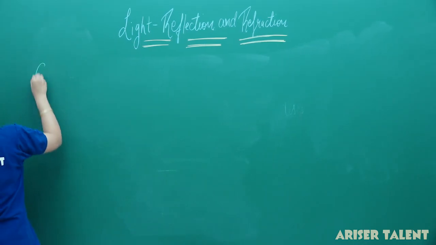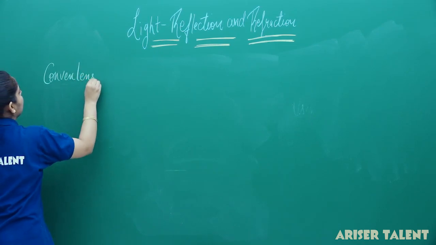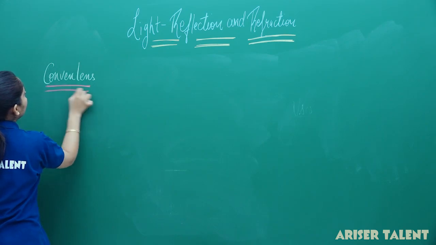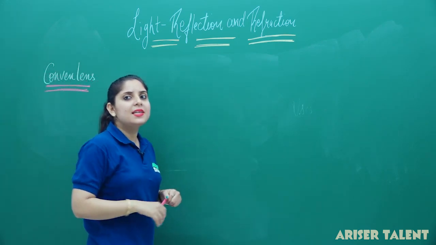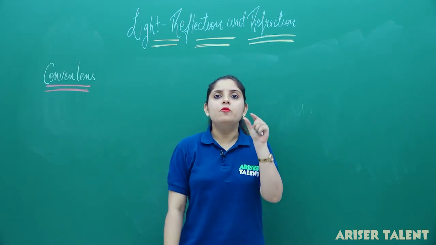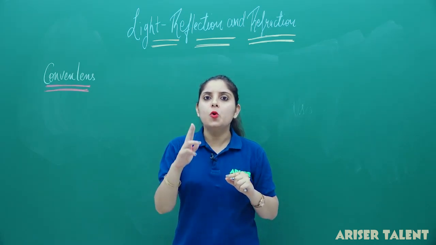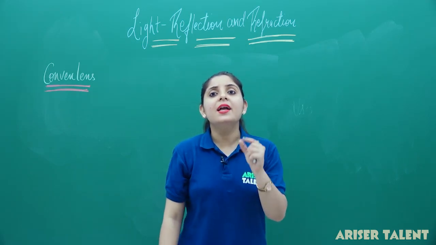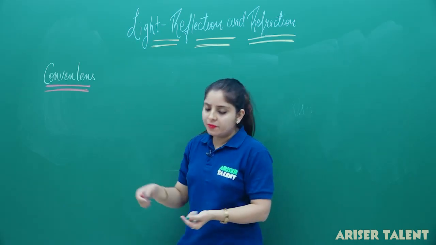So the first category of lens we have is the convex lens. We can say it a convex lens or converging lens. Now how does a convex lens look? Convex lenses are those lenses which are thicker in the middle and thinner at the edges. So I'm repeating once again, the lenses which are thicker in the middle and thinner at the edges will be called our convex lens.